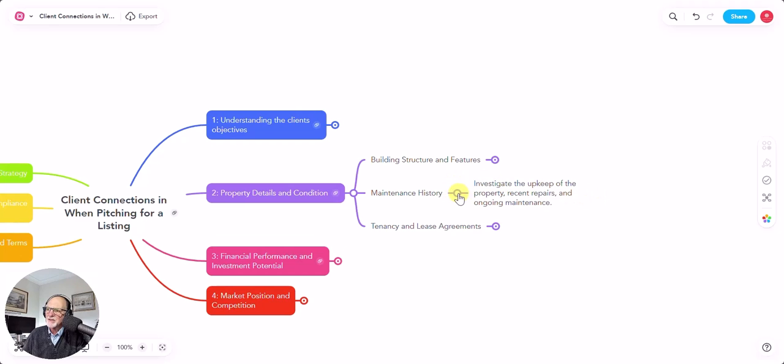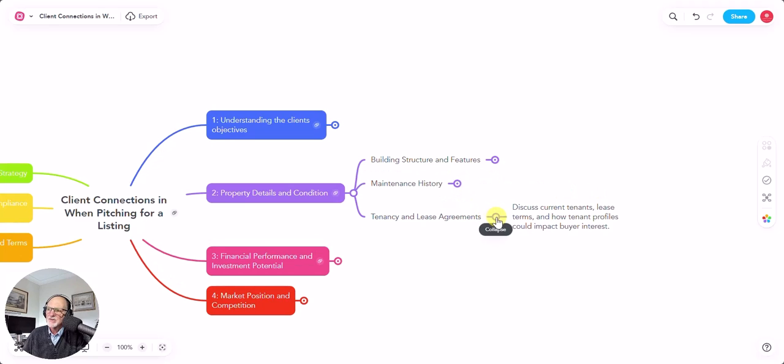Once you've done that, you can then talk about lease and tenancy agreements. Discuss the current tenants, lease terms, and how tenant profiles could impact buyer interest. Because the buyers are going to go through those documents very deeply. So you've got to do that yourself to make sure that you know that the tenancy mix is stable, or what the weaknesses are. You need to know that as well. And then, of course, work with that in the sale preparation.